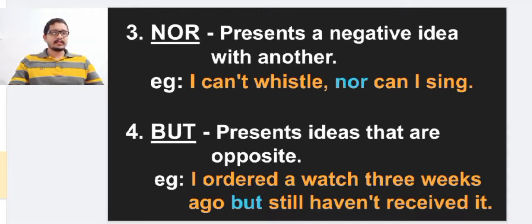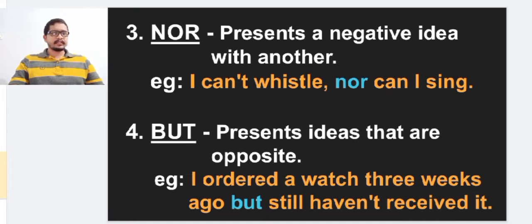I can't whistle is the first independent clause. That's why I used a comma, and nor can I sing is the second independent clause. The fourth one, but presents ideas that are opposite. Example, I ordered a watch 3 weeks ago but still haven't received it.